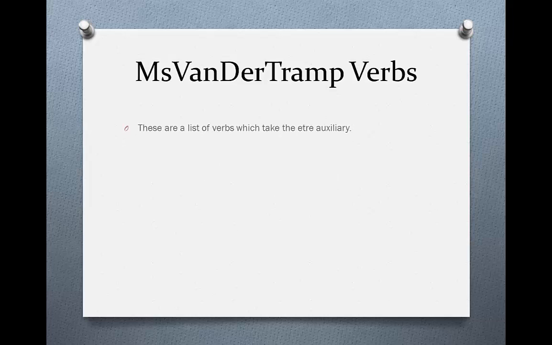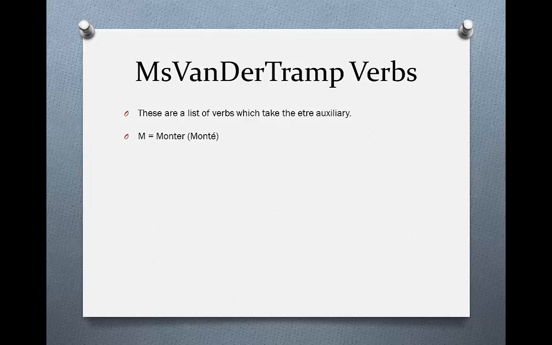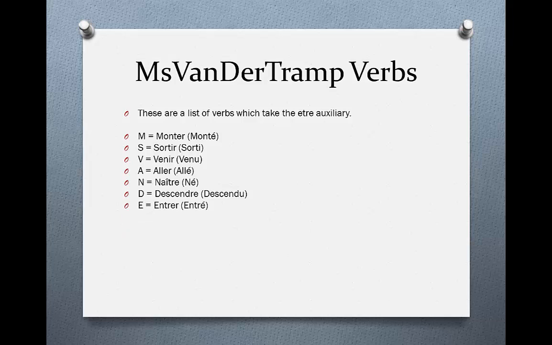Mrs Van der Tramp is an acronym which is going to spell out some of the verbs which are going to take être. For example, monter, which turns into monté. Sortir, where the past participle is sorti. Venir, where the past participle is venu. Aller, where the past participle is allé. Naître, where the past participle is né. Descendre, where the past participle is descendu. Entrer, where we have entré.